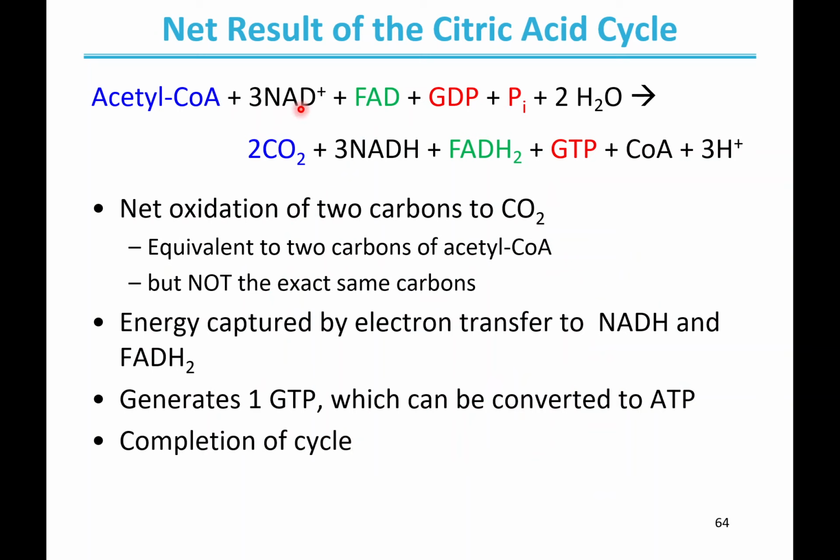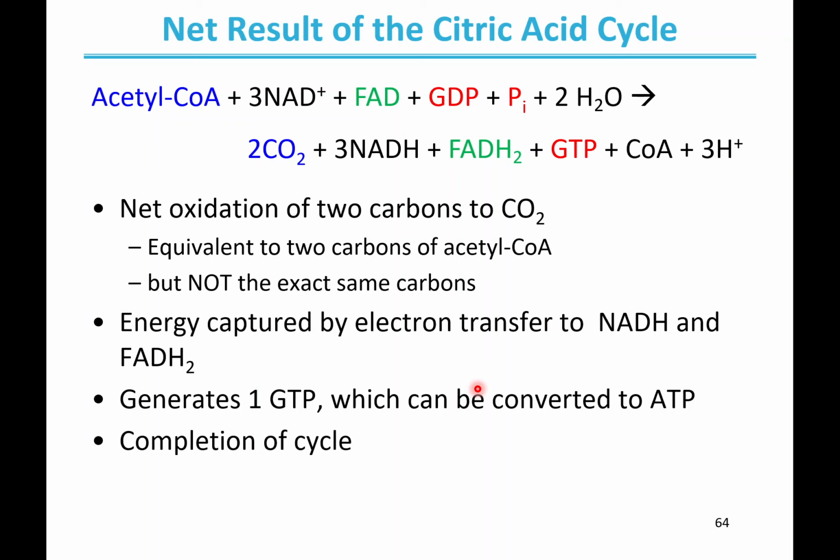Okay, so that would be our net reaction. Acetyl-CoA plus 3 NAD pluses, an FAD, a GDP, and an inorganic phosphate, going to 2 CO2s, 3 NADHs, FADH2, GTP, and if you want to balance it completely, you have the coenzyme A from acetyl-CoA and 3 protons, and you needed 2 waters. Okay, not as important that you remember the waters, but knowing the other things, the reduced cofactors, the GTP and the CO2s are important.